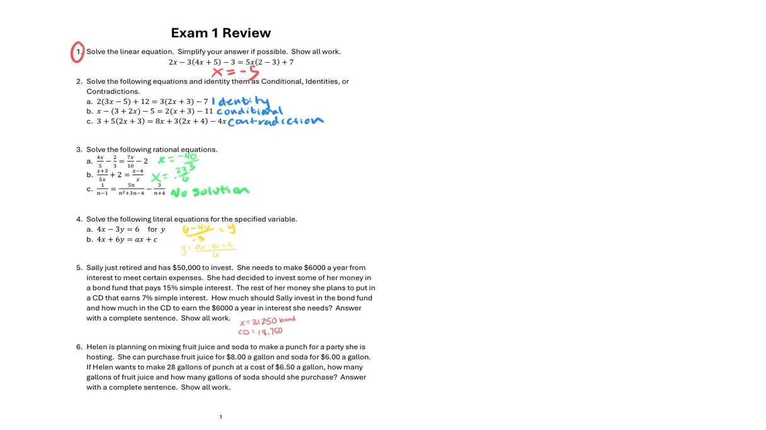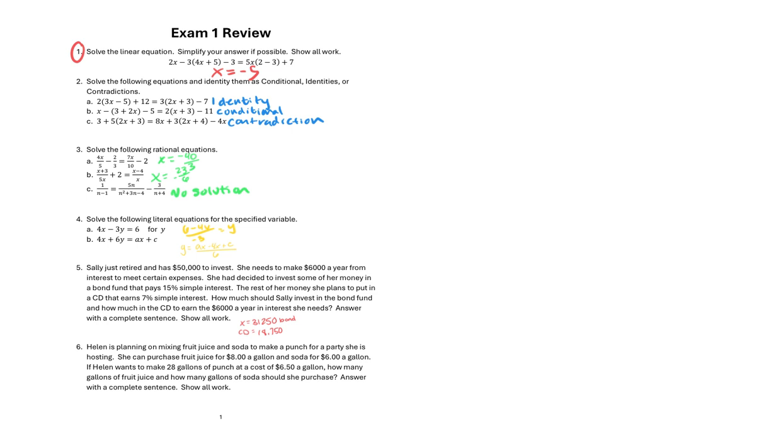So this next one, Helen is mixing some fruit juice and some soda to make a punch for a party. She can purchase fruit juice for $8 a gallon and soda for $6 a gallon, and she wants to make 28 gallons of punch at $6.50 a gallon. How many gallons of fruit juice and how many gallons of soda should she purchase?